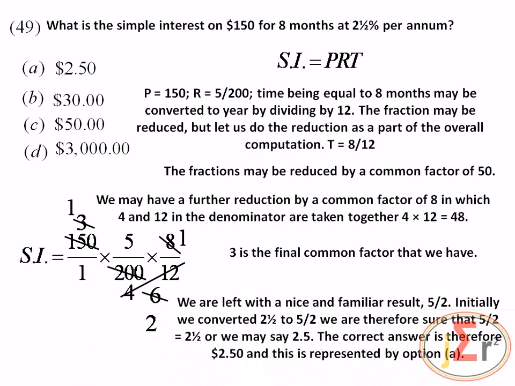Initially, we converted 2.5 to 5/2. We are therefore sure that 5/2 is equal to 2.5, or in decimal, we have 2.5. The correct answer is therefore $2.50, and this is represented by option A.